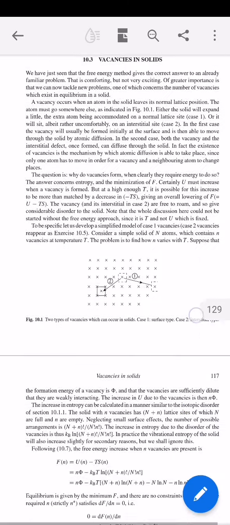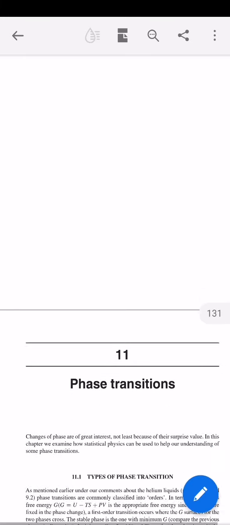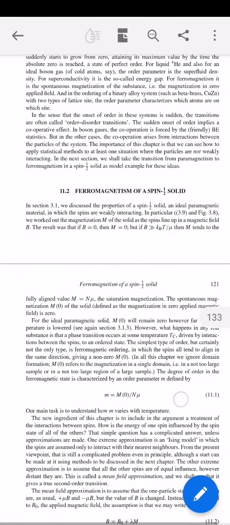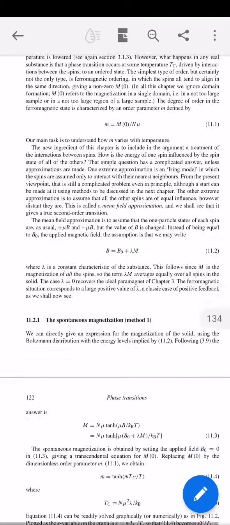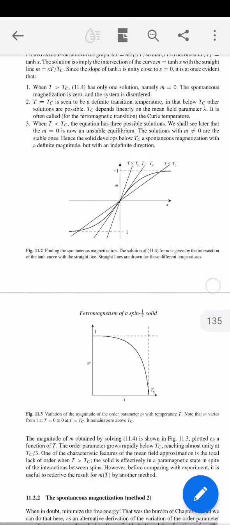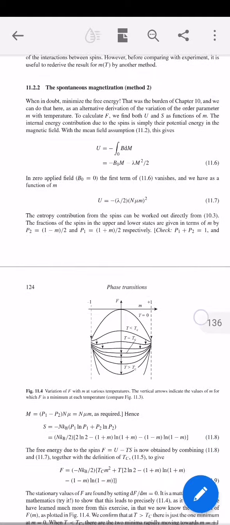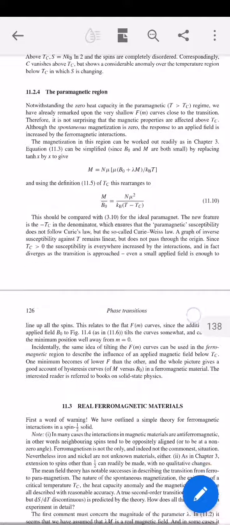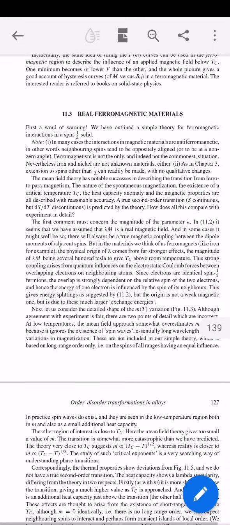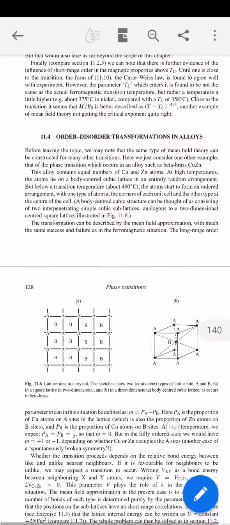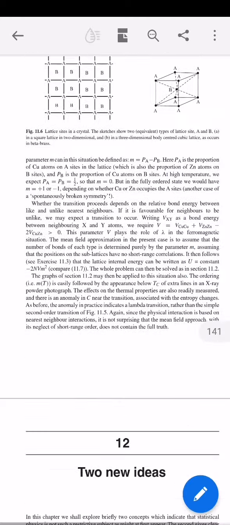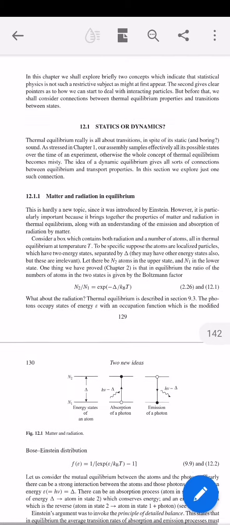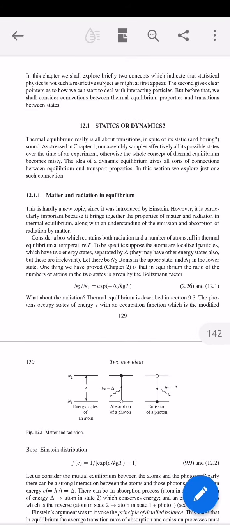Now it's talking about conduction bands, phase transitions, ferromagnetism with a minus half solid spin, spontaneous magnetization, paramagnetic region, just like diamagnetic, ferromagnetic as well. And that's order-disorder transformation in alloys, different kinds of alloys. Two new ideas, statics or dynamics. Interesting chapter. Matter and radiation in equilibrium.